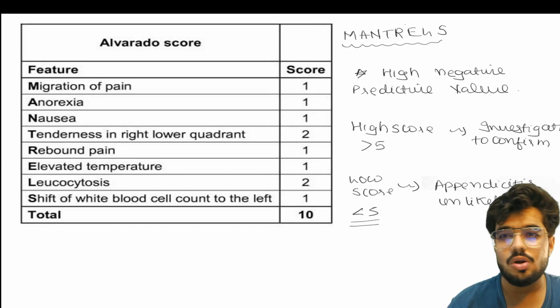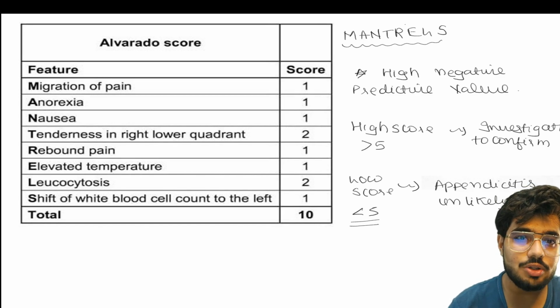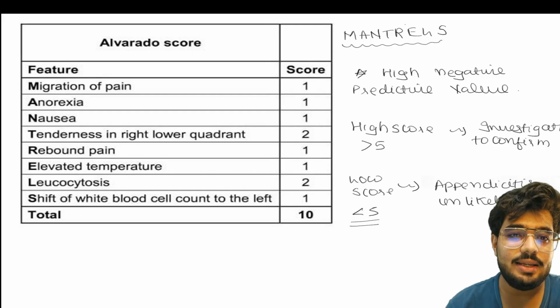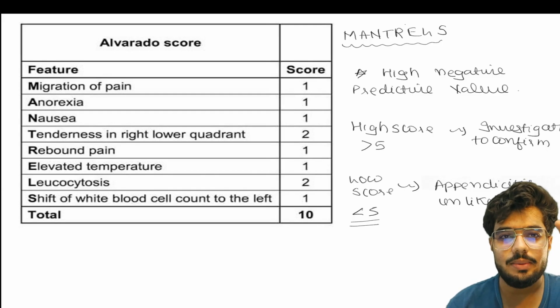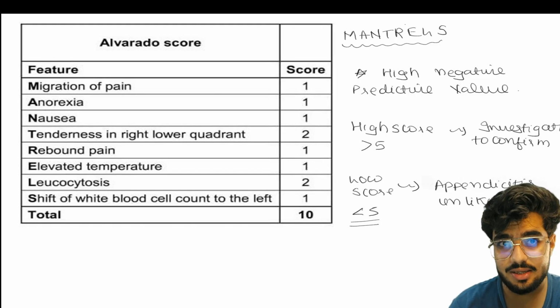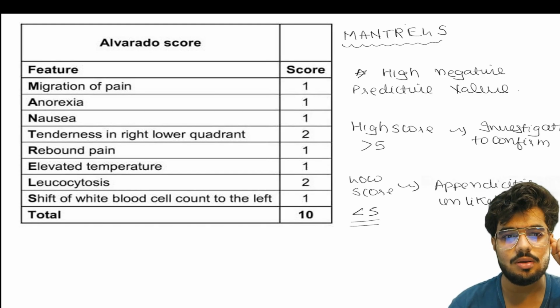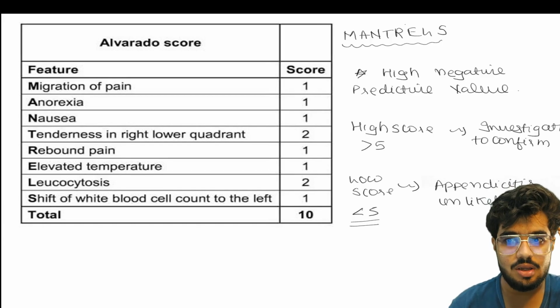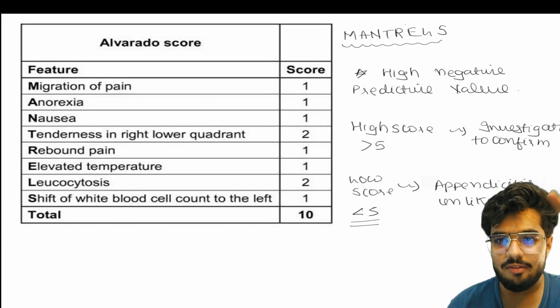There is a score called the Alvarado score, also called the Montreal score. This score has a highly negative predictive value. इसका मतलब क्या है? हाईली नेगेटिव प्रिडिक्टिव वैल्यू। अगर स्कोर कम आ रहा है, इसका मतलब कि एपेंडिसाइटिस के होने के चांसेस बहुत कम है। अगर स्कोर हाई आ रहा है, इसका मतलब कि एपेंडिसाइटिस होने के चांसेस ज़्यादा है, पर हम इसको कंफर्मेटरी नहीं बोल सकते। We have to do investigation, we have to do imaging to confirm our diagnosis.